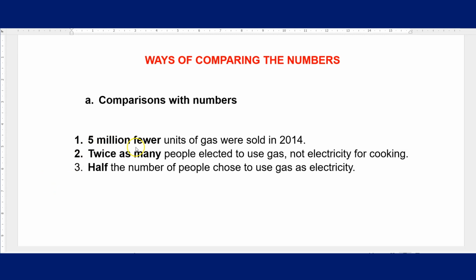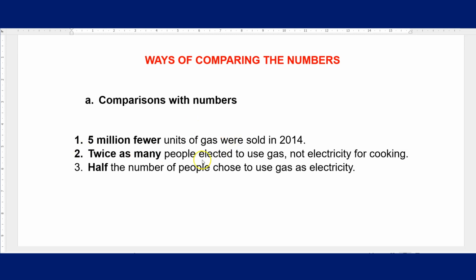5 million fewer units of gas were sold in 2014. So maybe there were about 9 million in 2015, and then we have just 4 million in 2014. So if you check the differences, you have 5 million fewer units of gas which was sold in 2014 as compared to 2015. So just checking the differences and then you'll be able to go. That is for arithmetic.